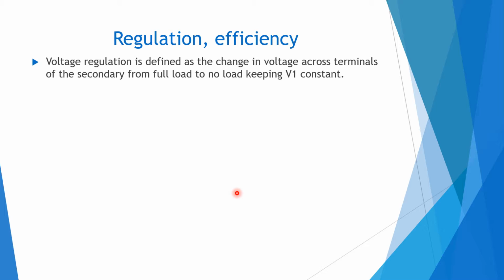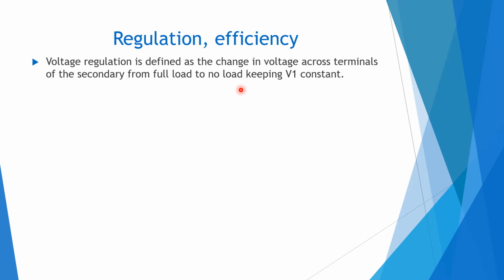So voltage regulation is the change in the voltage across the terminals of the secondary when you go from full load to no load, keeping V1 constant. Now this is a term that confuses a lot of people. What is full load? What is no load?